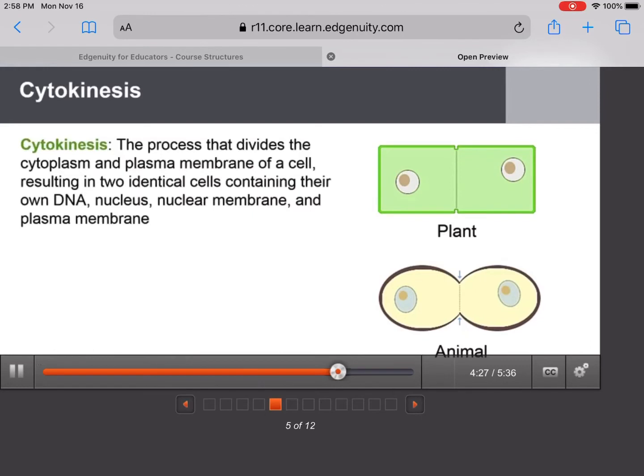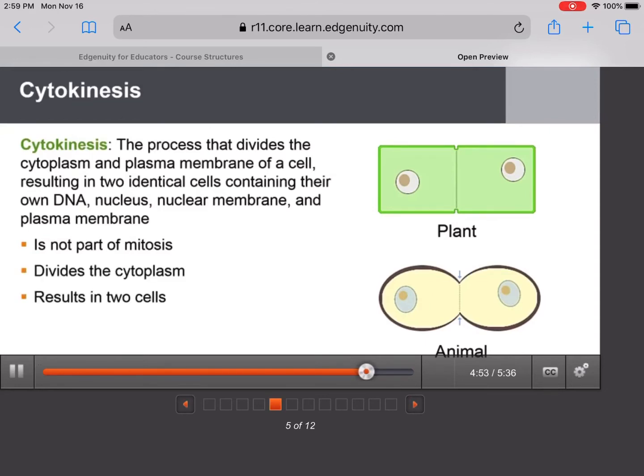So, cytokinesis is the process that divides the cytoplasm and plasma membrane of a cell. It results in two identical cells containing their own DNA, nucleus, nuclear membrane, and plasma membrane. Cytokinesis is not a part of the process of mitosis, but it does start during anaphase and completes during telophase. It divides the cytoplasm, it results in two cells, and it is different for plant and animal cells.